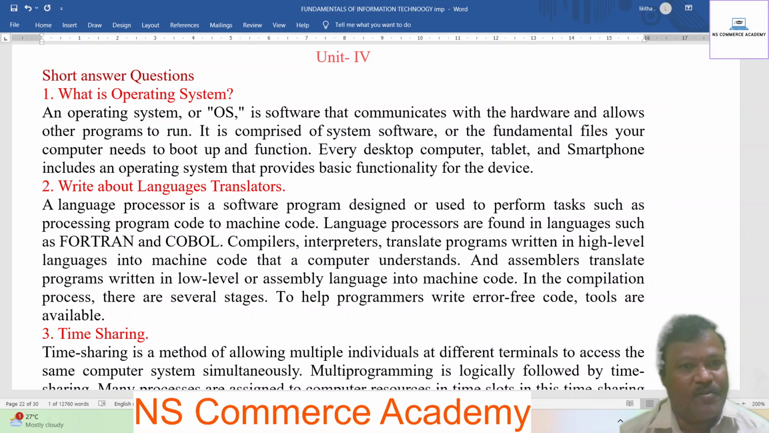Today I am going to explain the fundamentals of information technology subject for BCOM first year computer application students. Unit number 4, short answers and essay type questions with answers.